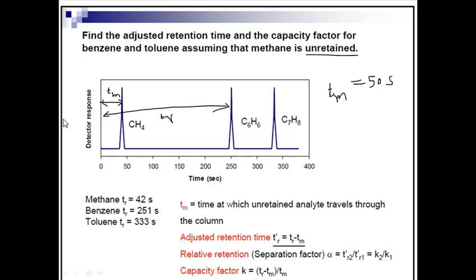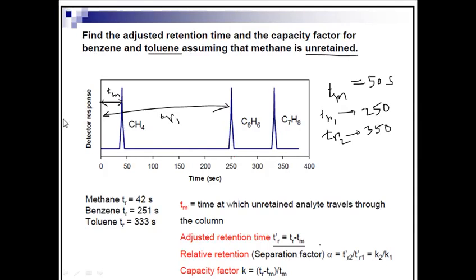So this is the Tr1, and again this is the Tr2 for, what is that? Is toluene, right? So it is the Tr2 for toluene. So the Tr1, which is for benzene, here it is 250 seconds, and Tr2, which is for toluene, is 350 seconds. Okay. So what is the adjusted retention time?